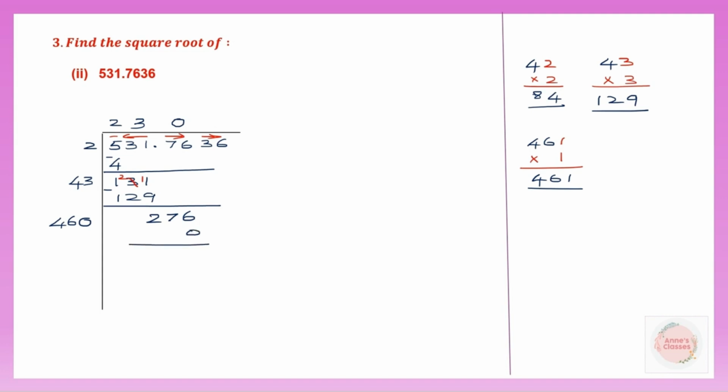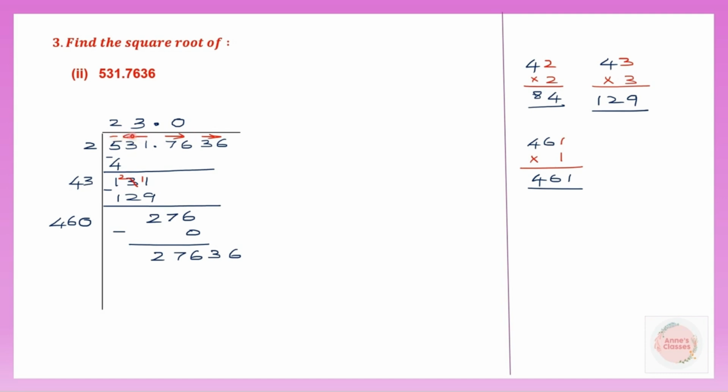Now before that, there is a decimal point here. Don't forget to carry that up. So let's put that decimal point. So now we have 276 minus 0, which is 276. Next step, bring down the next pair, which is 36. Now we have a big number here, 27,636.